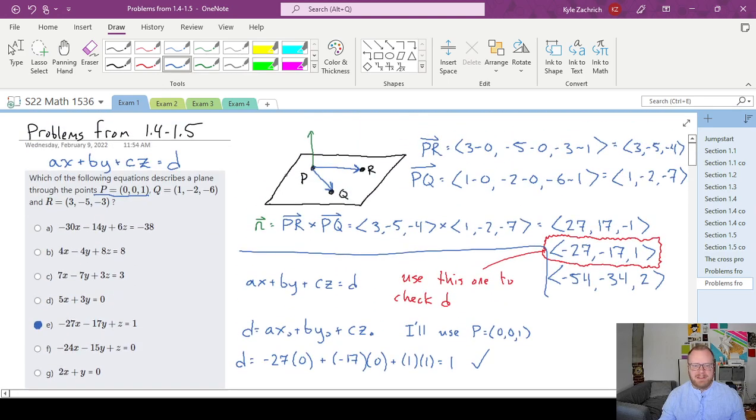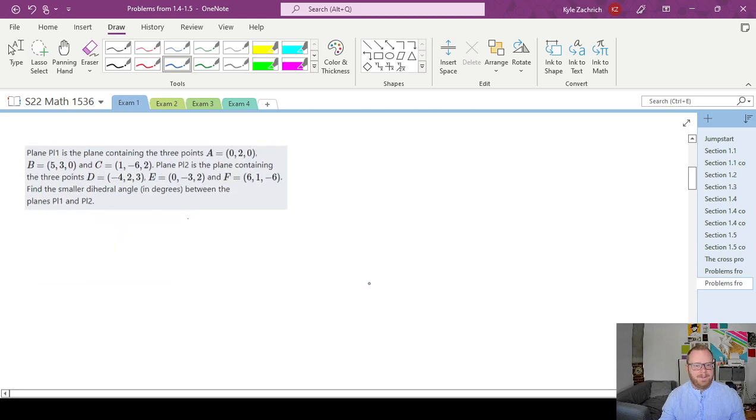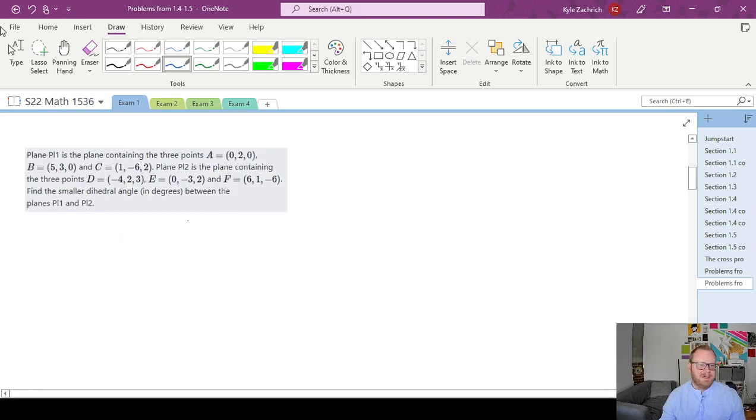Again, big skill set from this one: 2 vectors on the plane, however you can create them, that will give you that normal vector if you cross them. So let's use that same technique to figure this one out.